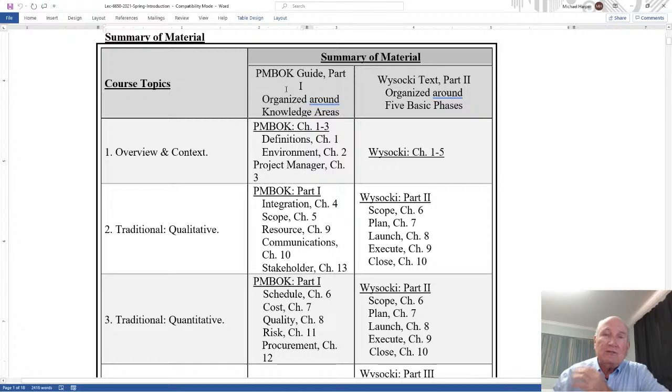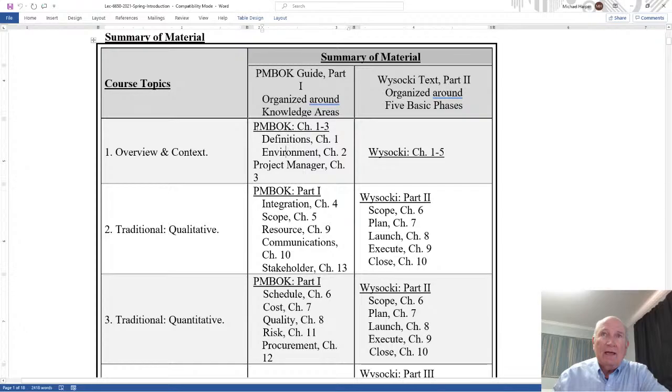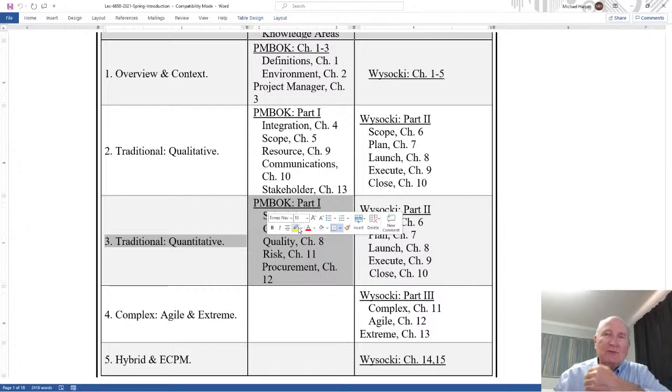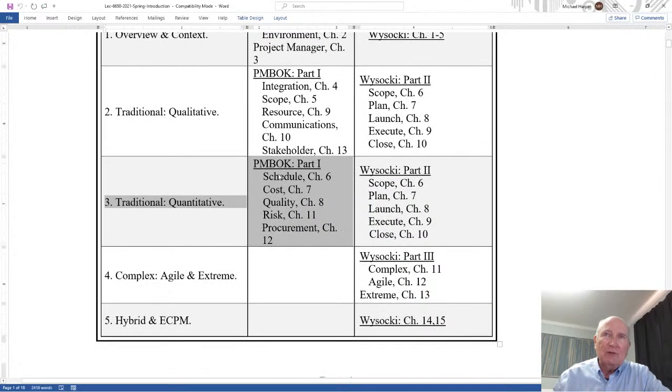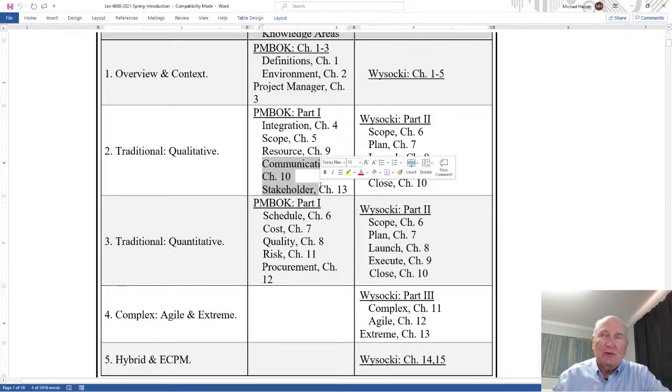On the PMBOK guide, I'll start with the first 3 topics here. And the overview and context is what we're doing here today. And here I'm talking about definitions, the environment, the project manager. And then I get into qualitative traditional and then quantitative traditional. And here's where the quantitative techniques come in. And we'll talk about scheduling, cost analysis, quality control, risk analysis, and procurement. On the qualitative, it's integration, scope management, human resources, communications, and stakeholder.